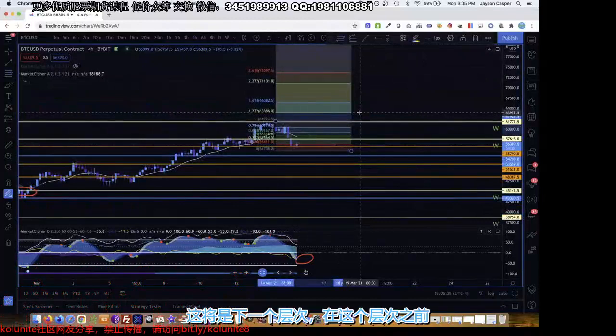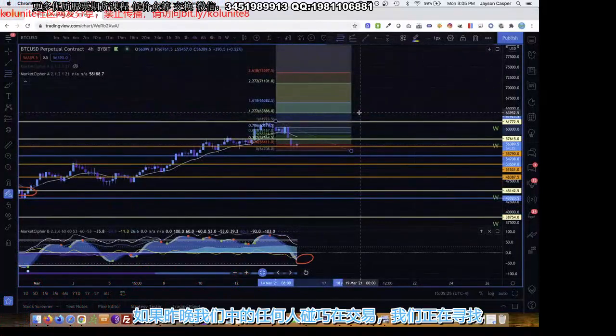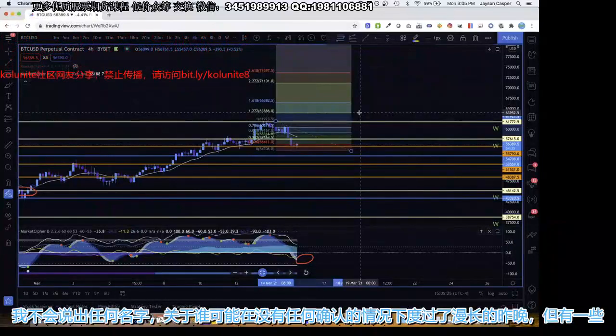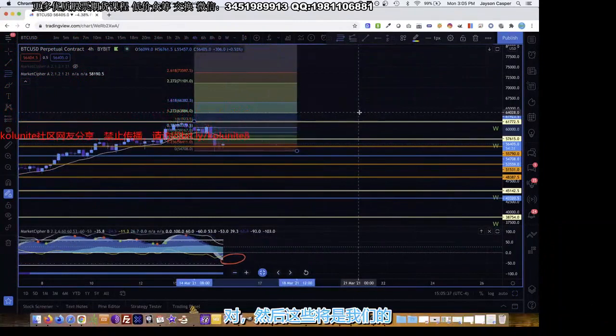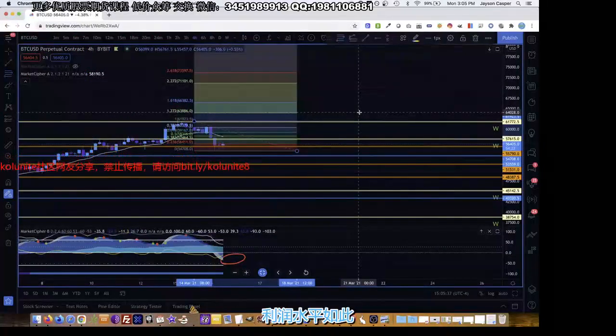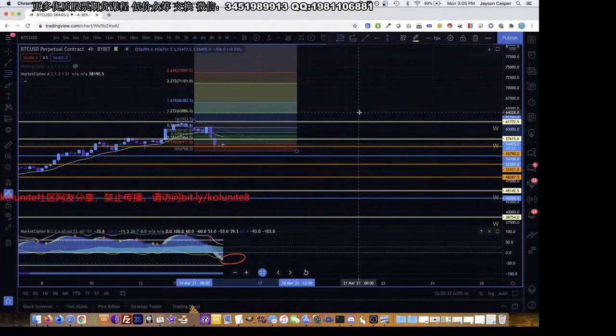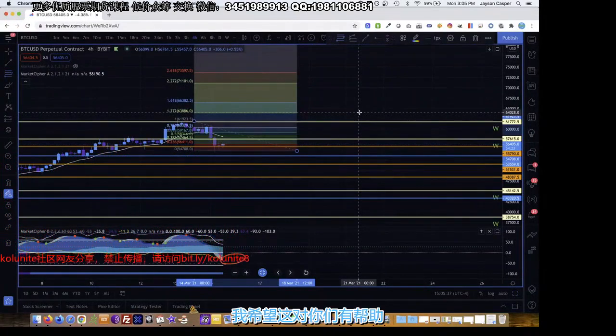I'm pretty sure this was the level that we were looking for. If any of us happened to be in a trade last night, I will not name any names as to who might have been in a long last night without any confirmations, but some people were, right? And then these would be our take profit levels. So this is the Fibonacci overview. I hope you guys found this helpful.